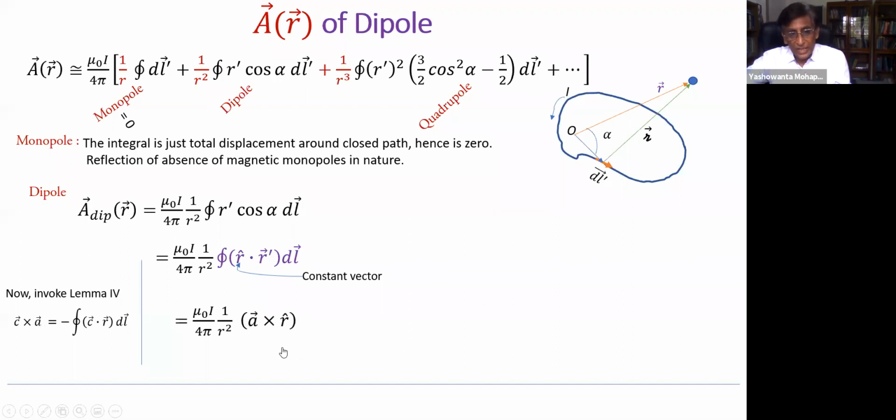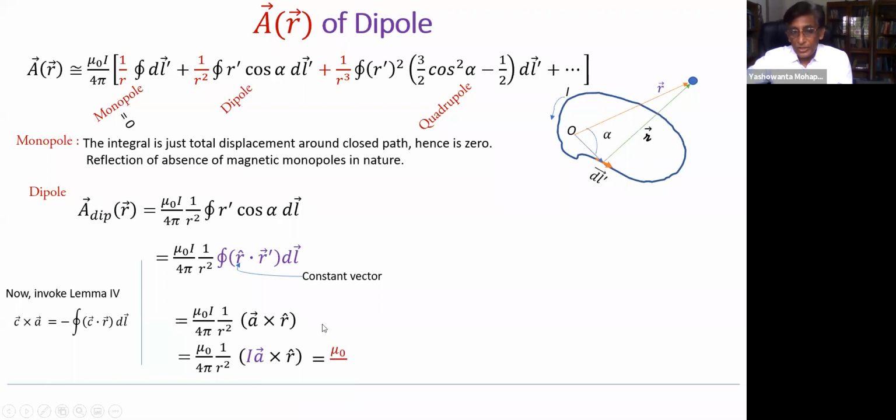Because of the minus, I have converted it into a cross r hat. This is the constant vector. I invoke lemma 4 here, so mu naught I by r square. Now I take I and a together. This is the area vector A for any closed loop.